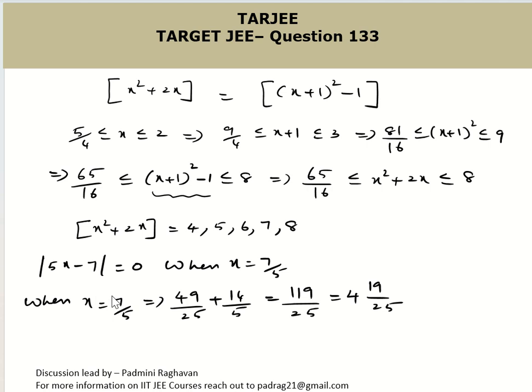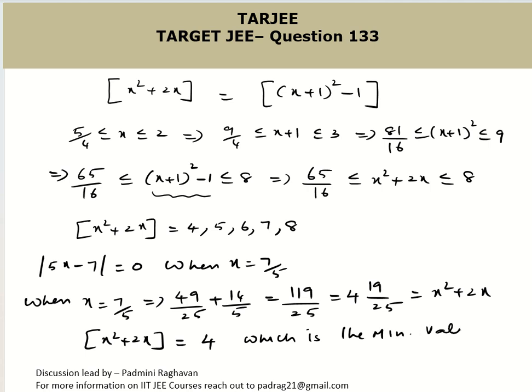Unfortunately, when x is equal to 7 by 5, our x square plus 2x is taking a value 4 point something. This is the value of x square plus 2x. That means what is the GIF of x square plus 2x value? GIF of x square plus 2x value is going to be 4, which is the minimum value. So what is our understanding?